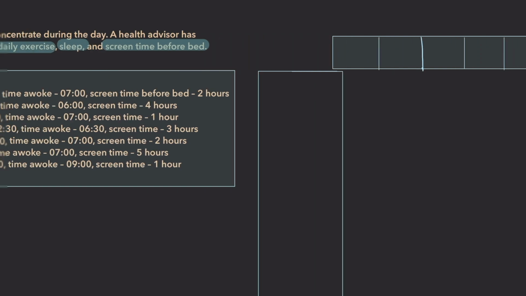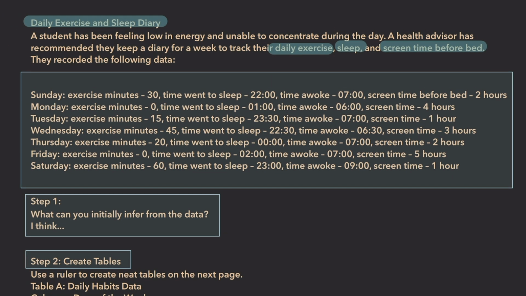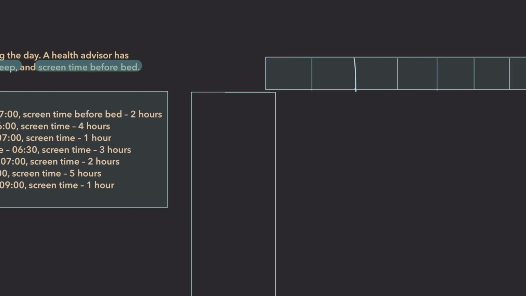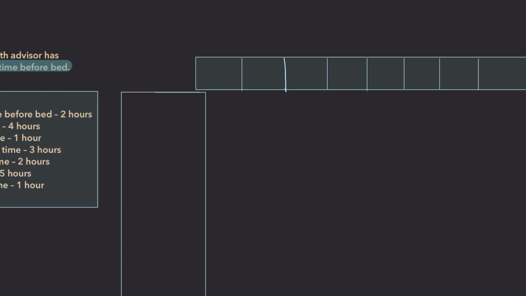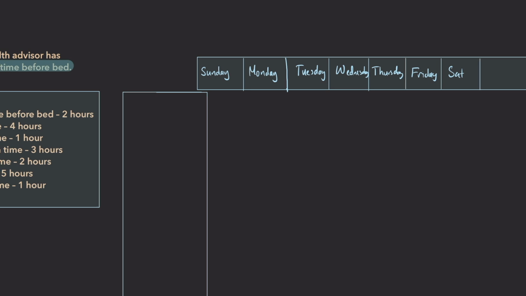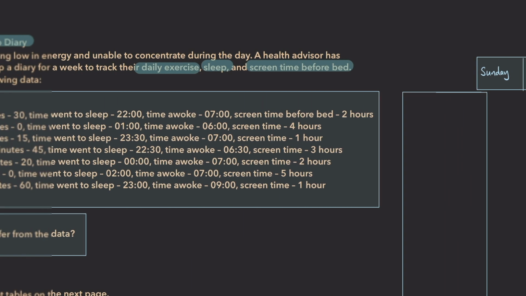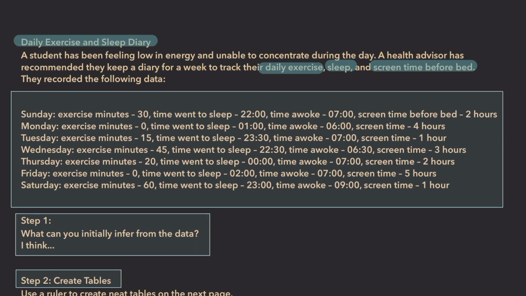So I'm just going to check what the first day they had. Okay, their first day in this is Sunday, so I'm going to make this Sunday. Then we've got Monday. I'm going to write all the days of the week along the top. And Saturday.